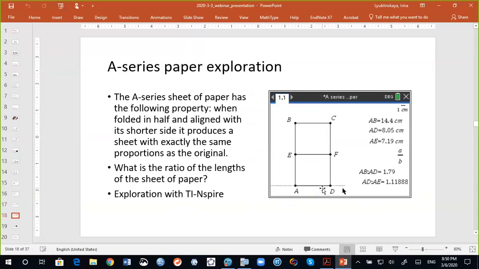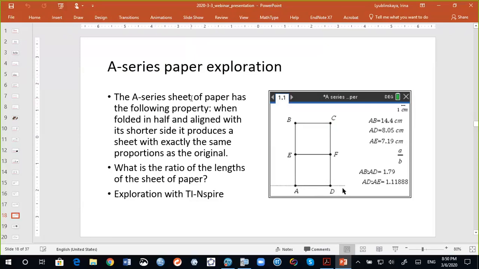What is very interesting is that the square root of 2 has a very interesting application in real life, for so-called A-series paper. So we can do an A-series paper exploration. First, what is A-series paper? If you take a sheet of paper that has the property that when you fold it in half and align with its shorter side, it will produce another sheet of paper with exactly the same proportions as the original.